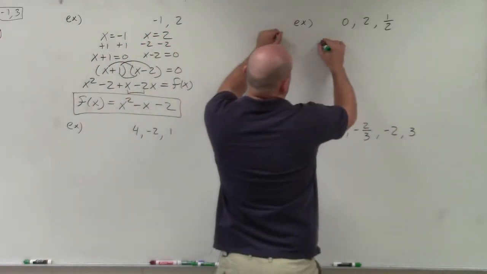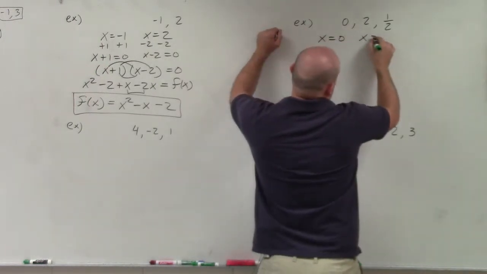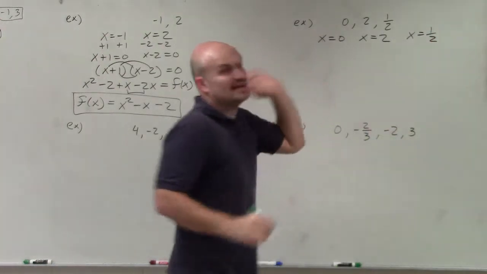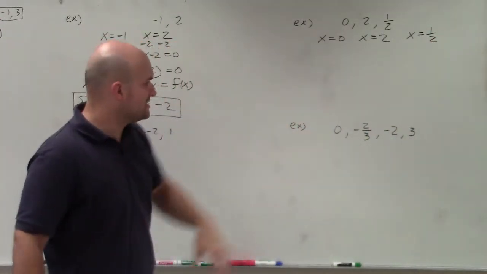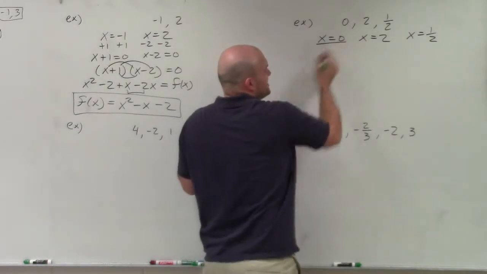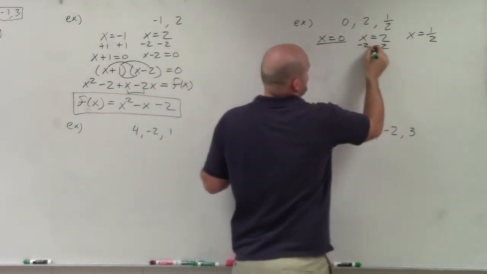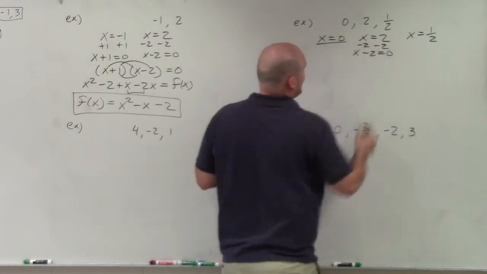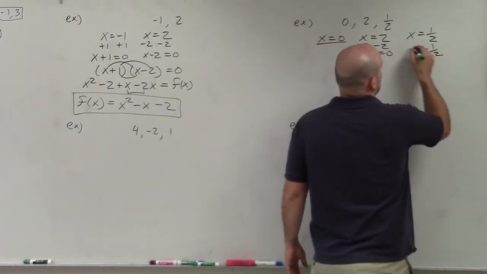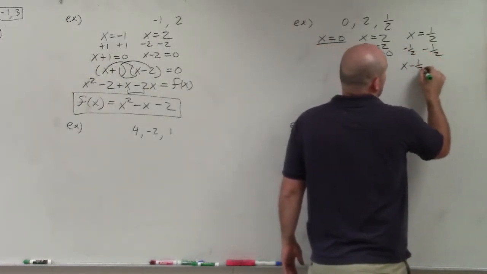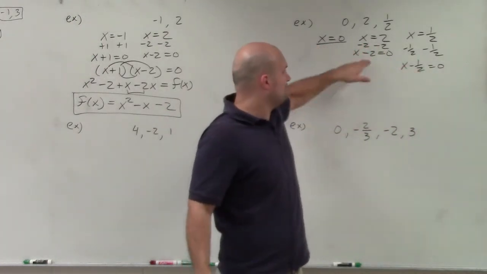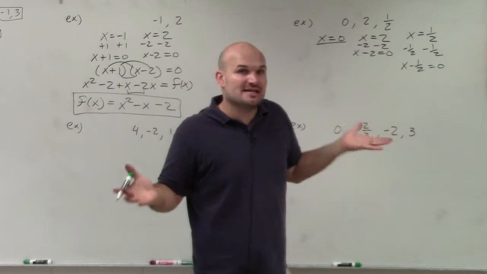When we set these all equal, x equals 0, x equals 2, and x equals 1/2. First thing you do is set all of your zeros, solutions, roots equal to x. Then you solve for 0. To solve for 0, this is already set equal to 0, so that's done. Here, I subtract 2, so I have x minus 2 equals 0. The big mistake that students will make is they'll subtract 1/2, so x minus 1/2 equals 0. If you use that, then when you multiply that by the other ones, you're going to get fractions as your coefficients.